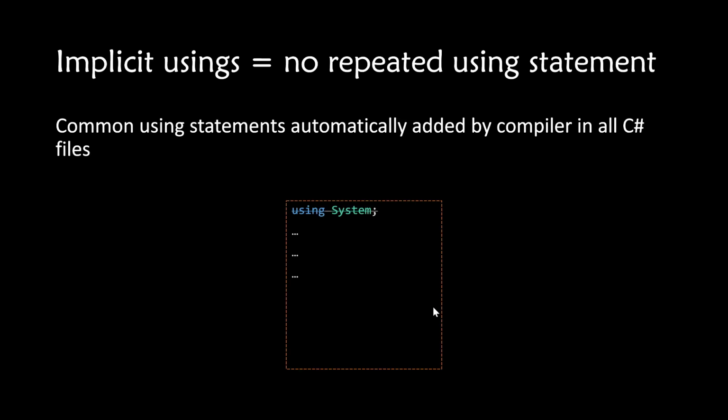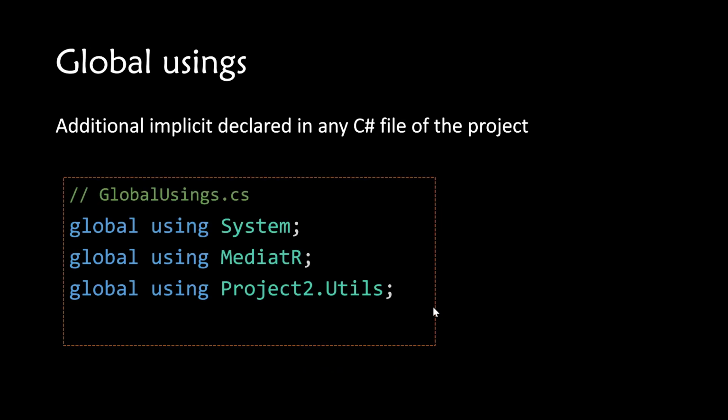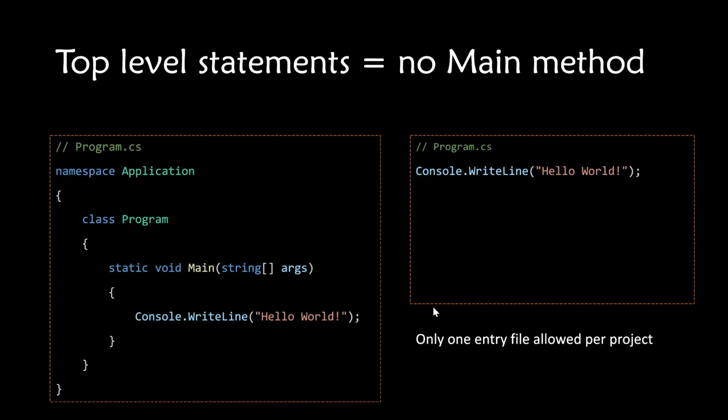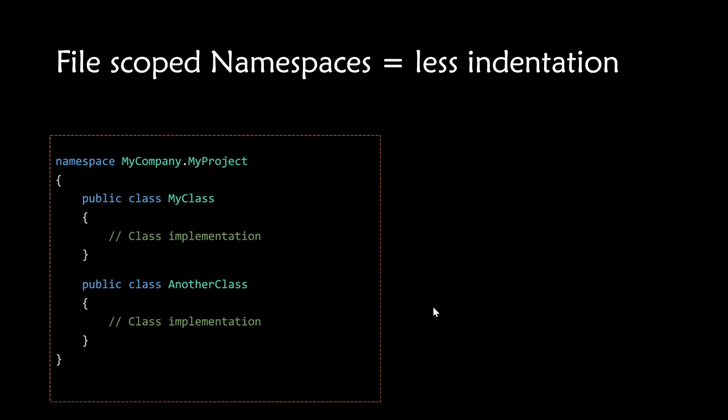And that's it. We have understood what is implicit usings, what is global usings, what is top level statements, and what is file scope namespaces.